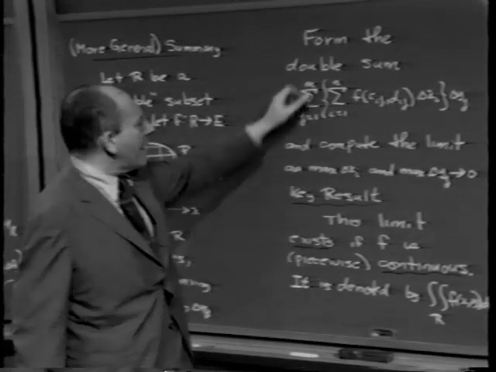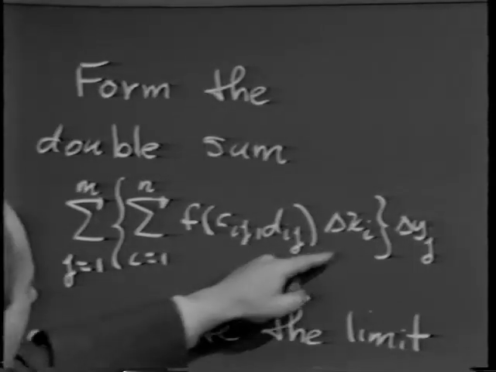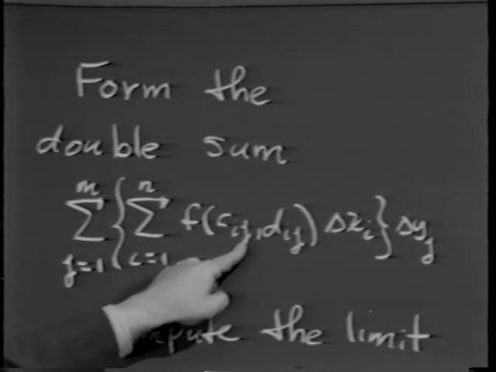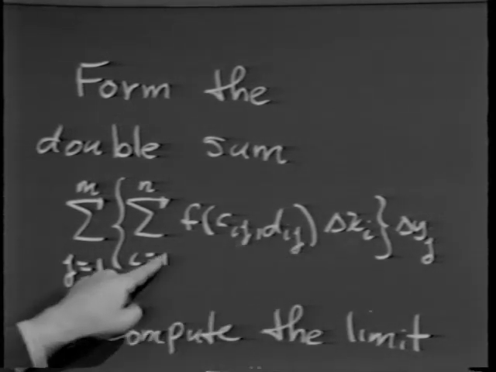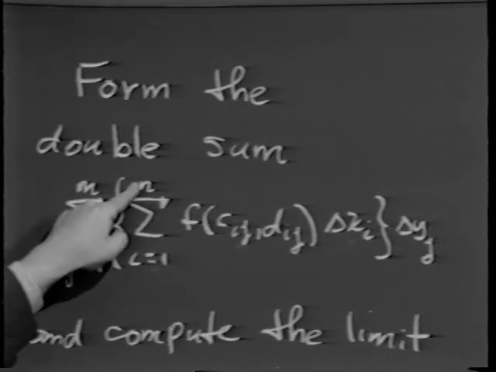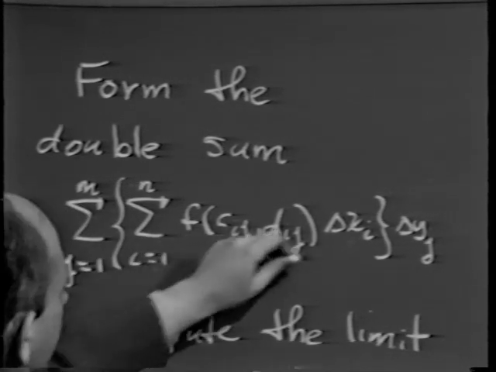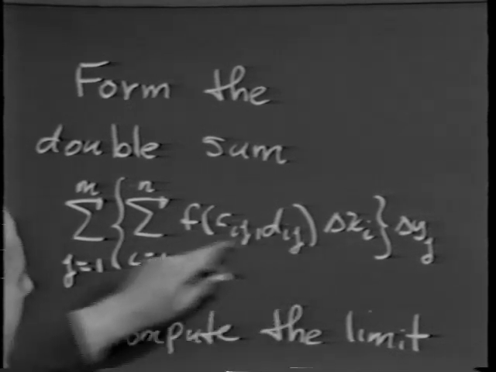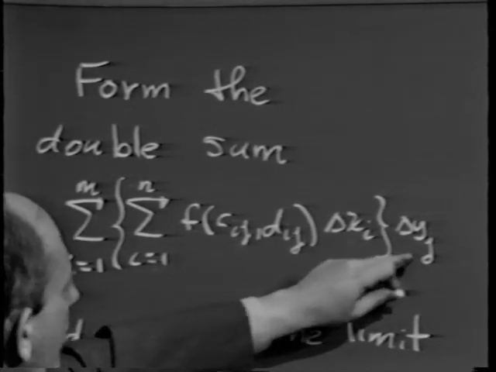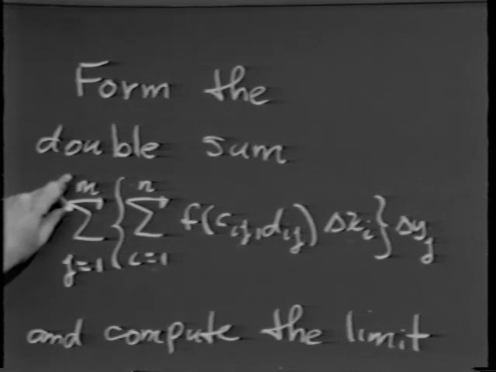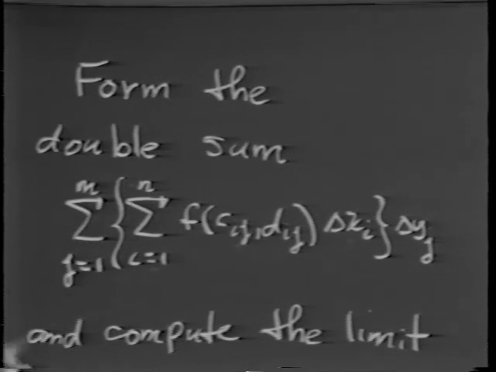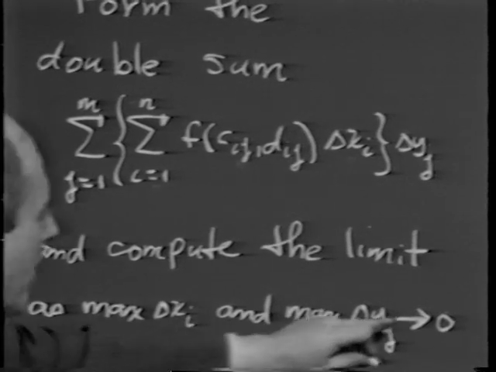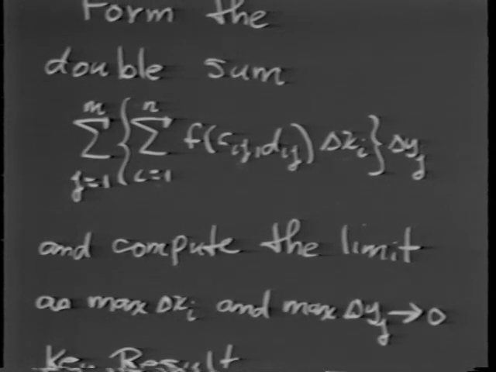We form this double sum, and now I've put the brackets in here to emphasize that what this says is you first pick a fixed value of j and sum this over all i from 1 to n. And when you're all through with that, the i no longer appears. You have something that depends only on j, and you now do what? Sum this result up over all values of j as j goes from 1 to m, and you then compute the limit as the maximum delta x_i and maximum delta y_j both approach 0.